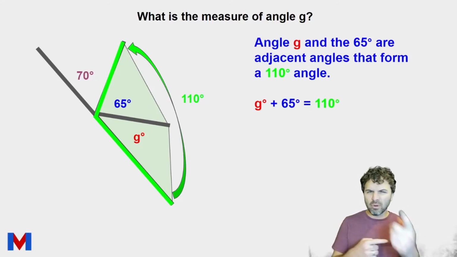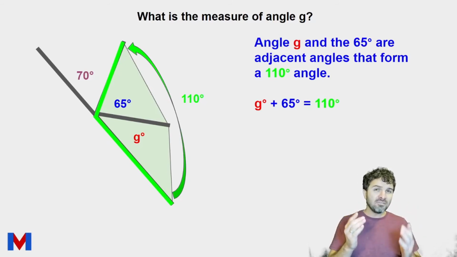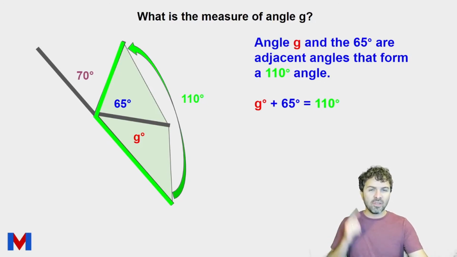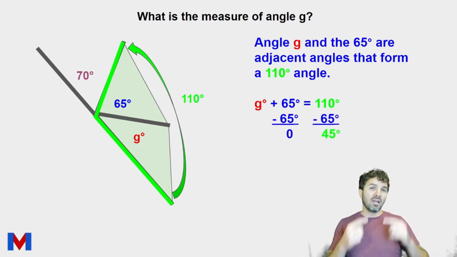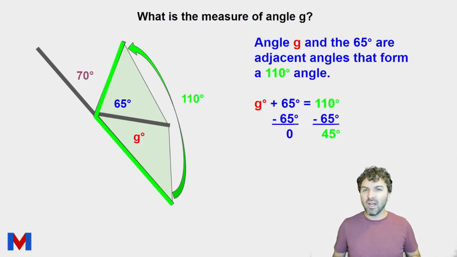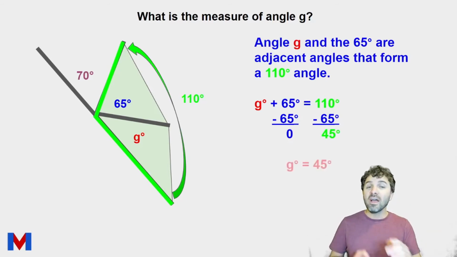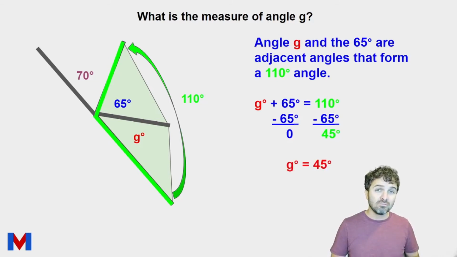And if you don't know what that number is, then let's subtract 65. We're doing an inverse operation. And again, they're equal, so I'm doing the same thing on both sides. 65 minus 65 is 0, and 110 minus 65 is 45. So now we know that G is 45 degrees.